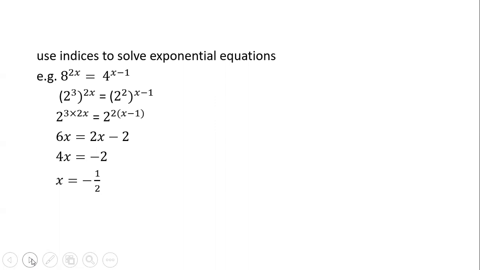Then here we need to use indices to solve exponential equations. Here we are only trying to express both expressions so that we get the same base. Then we express it like that, we get 2 raised to power 3, then here is 2 raised to power 2. Then the bases cancel out, then we are only left with powers. Then we try to solve for x, then we get x is -1/2.